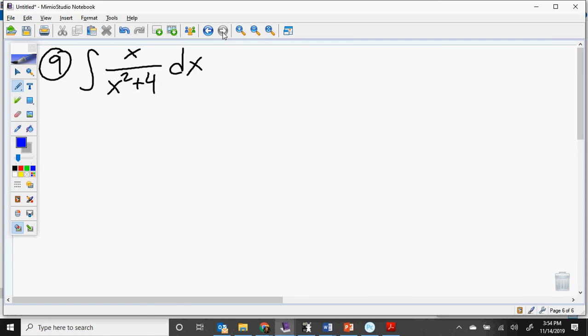Number 9. For this one, they don't tell me to use u like on one of the previous ones, but I'll look and see. Well, usually my u is going to be the denominator. Well, if I let the denominator be my u, that would mean my du would be 2x. Well, I have an x up in my numerator, so all I need to do is put a 2 there and a 1/2 out front. Cancel the 2 out.